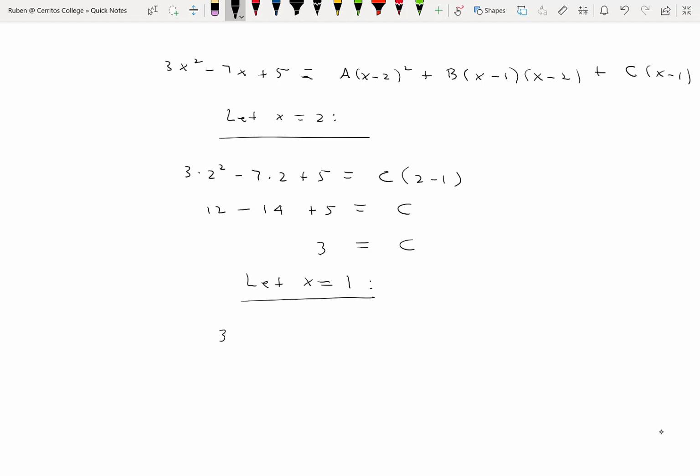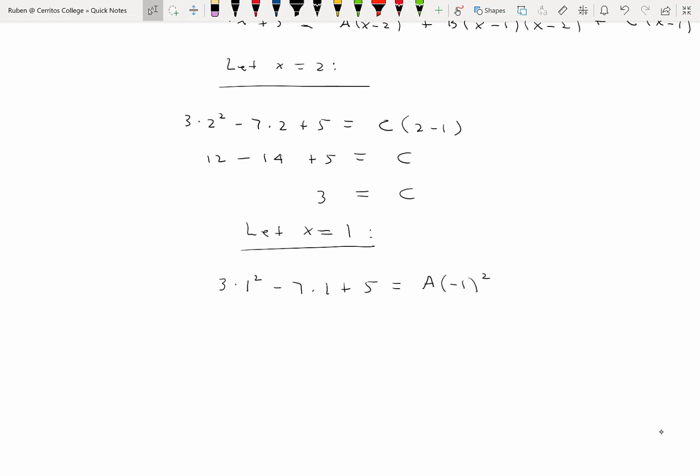Let's hold on. So let's let x equal 1. On the left-hand side, I get 3 times 1 squared minus 7 times 1 plus 5. On the right-hand side, I get a times 1 minus 2 squared. 1 minus 2 is negative 1, squared. So on the left-hand side again, 1 squared is 1, times 3 is 3, 7 times 1 is 7, plus 5. 3 take away 7 is negative 4, plus 5 is 1. So a has to equal 1.